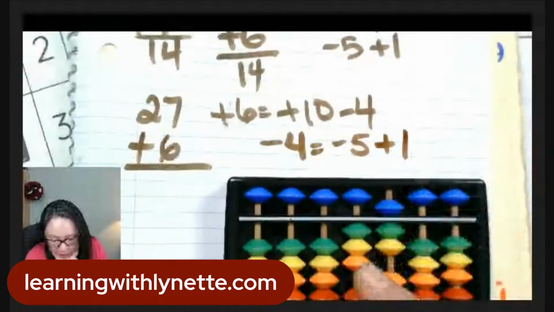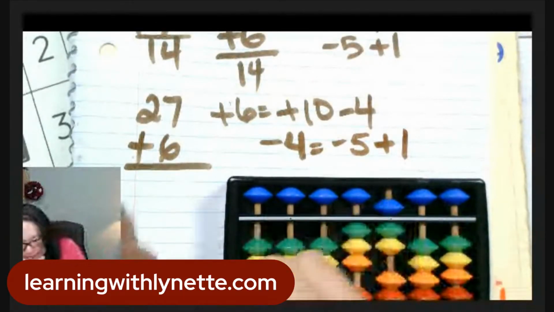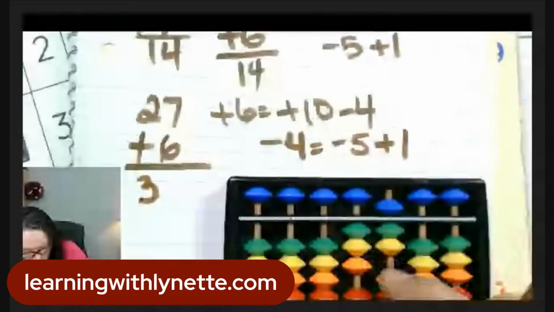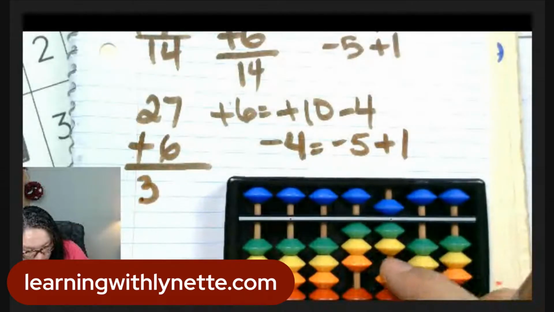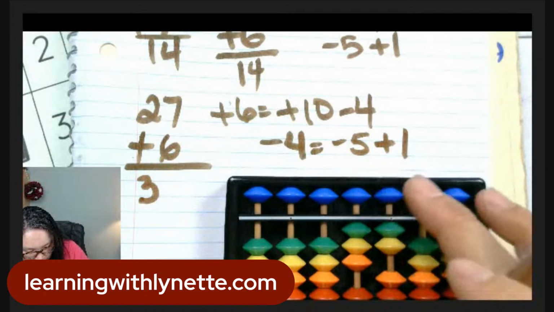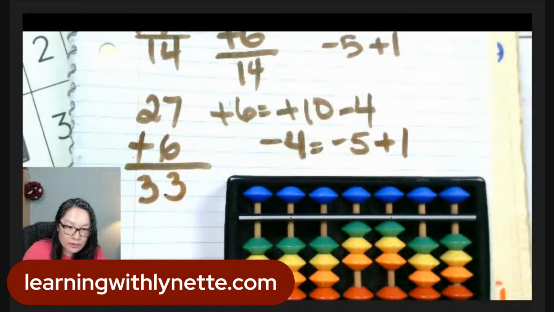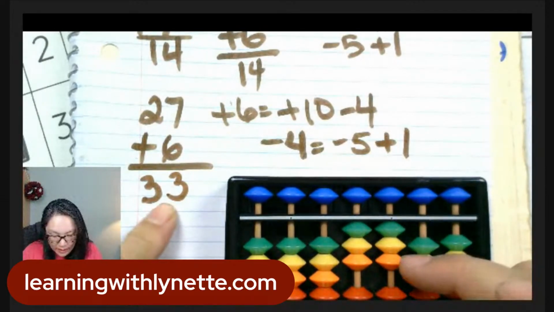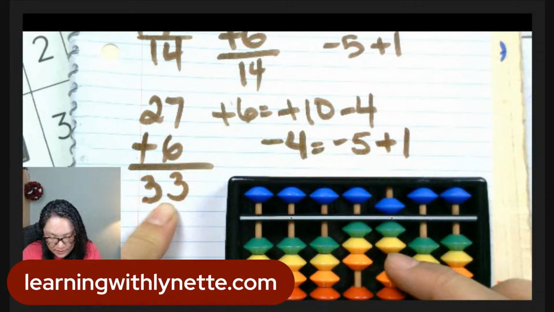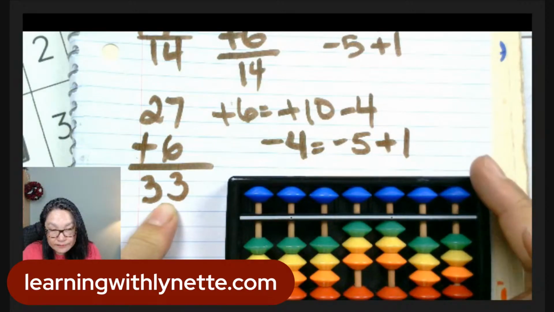So my final answer is 37. Yes, that was easy. Right? Is that right? 37? Wow, that's not right. We have 7. Oh, minus the 5 plus the 1. 33. There we go. 33. That's our answer. 33. Why? Because it's 7 and then plus the 10 minus the 6. Minus the 6 is minus the 5 plus the 1. 33.